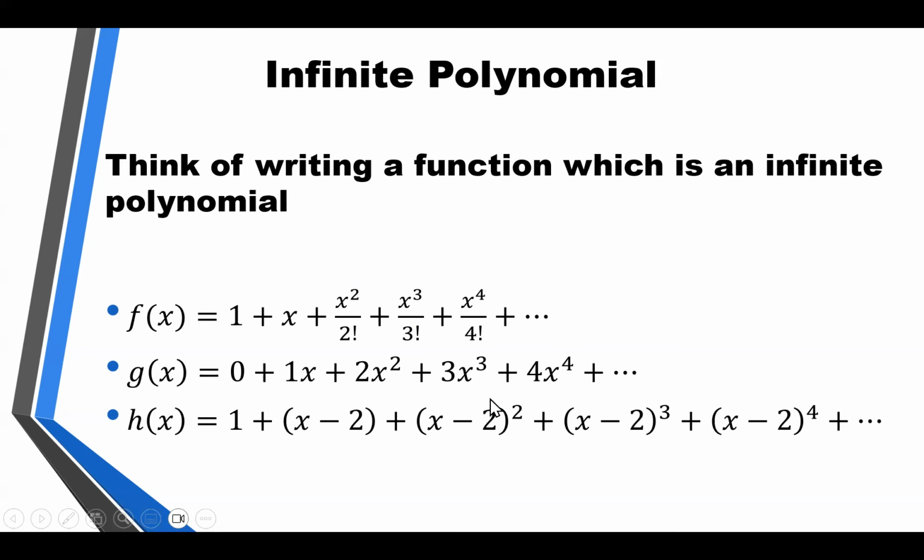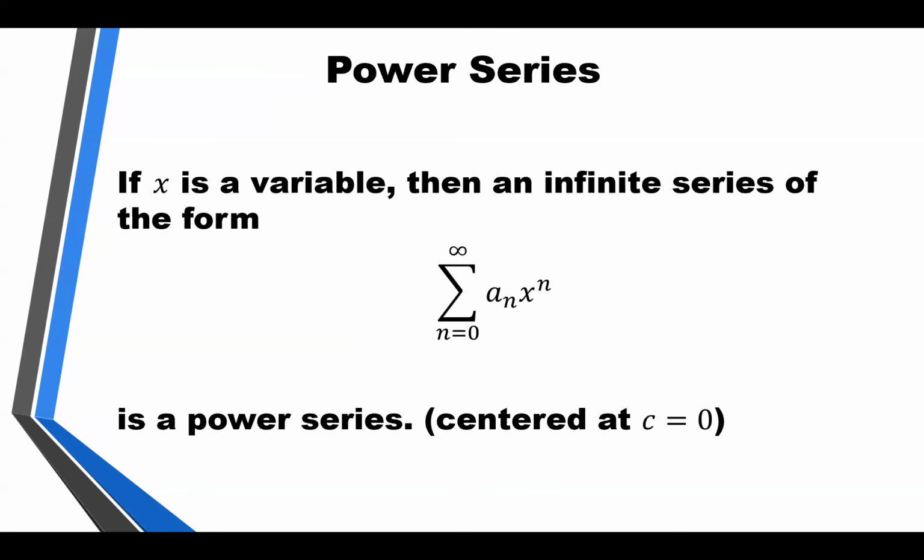Now, oftentimes we write polynomials this way, where it's just x to the first, x squared, x to the third, x to the fourth, so on and so forth. But we can also write a polynomial where we're taking x minus 2 to the first, and x minus 2 squared, and x minus 2 to the third, and x minus 2 to the fourth, and so on and so forth. So this idea of an infinite polynomial is really the idea of a power series.